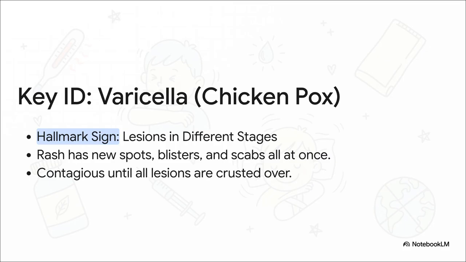Now the key to spotting varicella, or chickenpox, isn't looking at one single spot. It's looking at the whole picture. The rash is what we call polymorphic. That just means you'll see lesions in all different stages, all at the same time. You'll see new little bumps, fluid-filled blisters, and old crusty scabs, all next to each other. That's unique. And remember, that child is contagious until every single one of those lesions is crusted over.